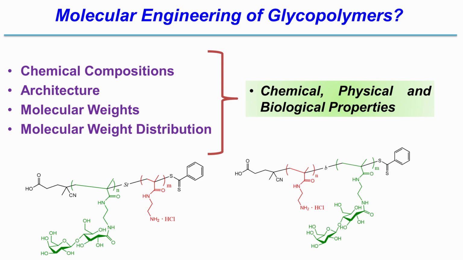Not only that, we can also control the arrangement. You can see we have a statistical and a block copolymer. The block copolymer basically has one segment which is a glycopolymer, and the other segment is the cationic chain. When you complex these polymers with DNA, plasmid DNA, messenger RNA, microRNA, or siRNA, the nanoparticles that are formed, which we call polyplexes, are very different, right?